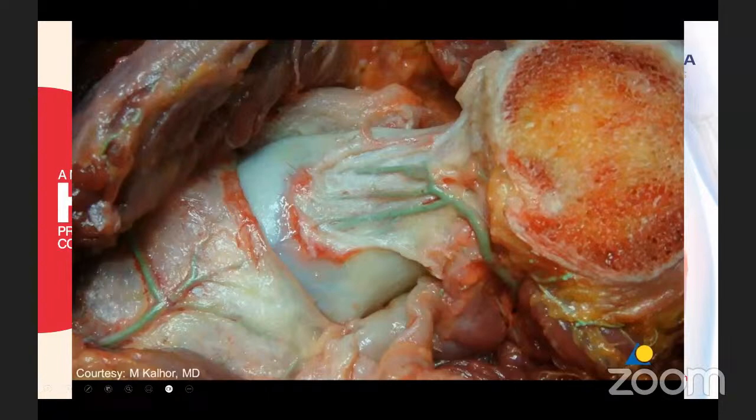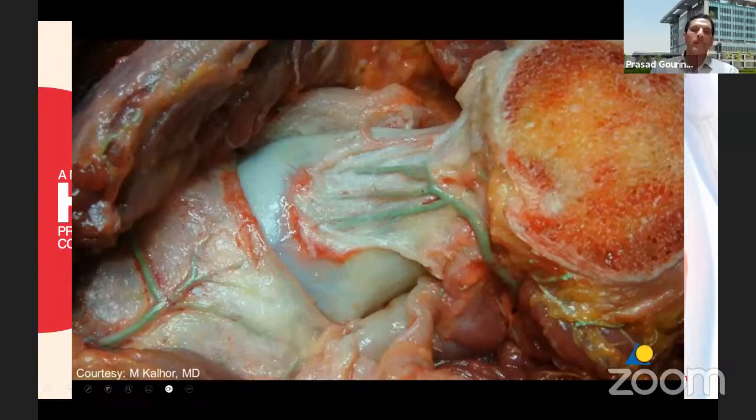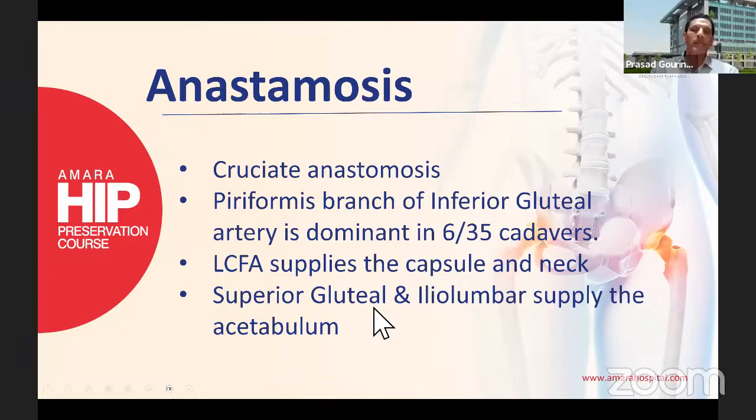The lateral circumflex does not contribute to the head, only supplies the capsule and the neck. Superior gluteal and iliopsoas supply the sternum. Here this vessel again, the inferior gluteal branch coming at the bottom of the piriformis. So your dissection, when you do surgical dislocation, should be proximal to the piriformis and not below the piriformis.